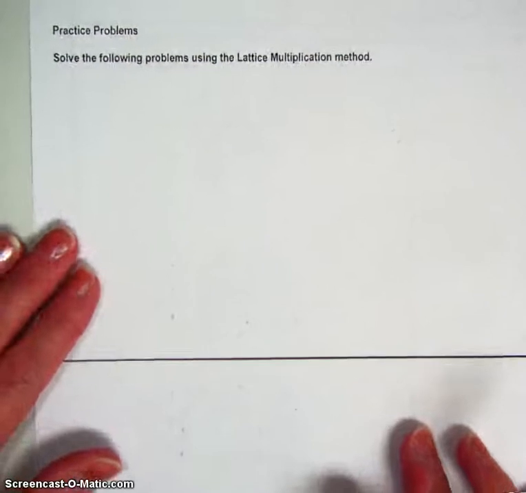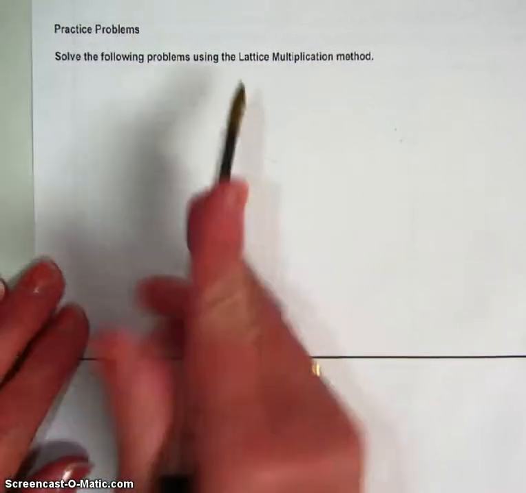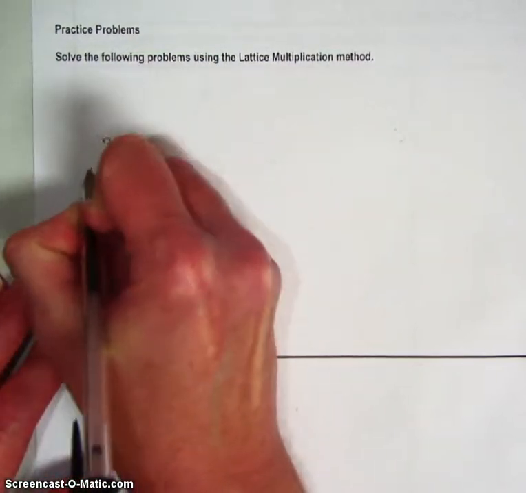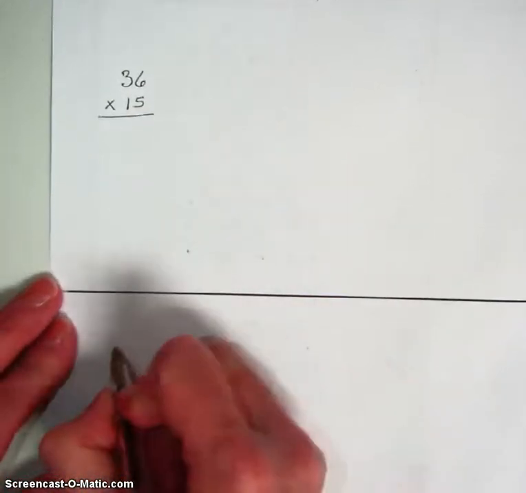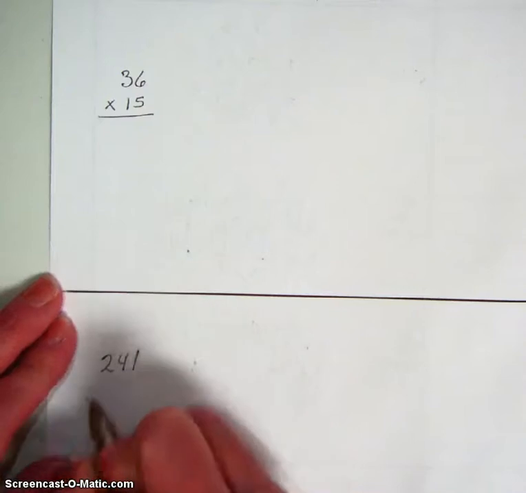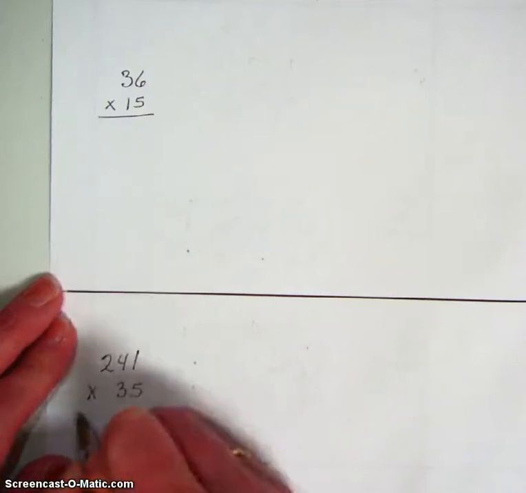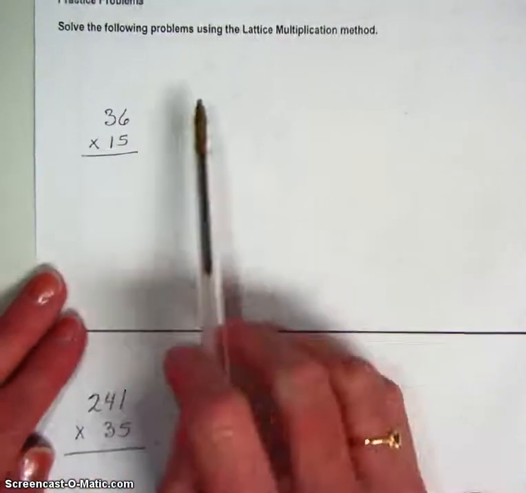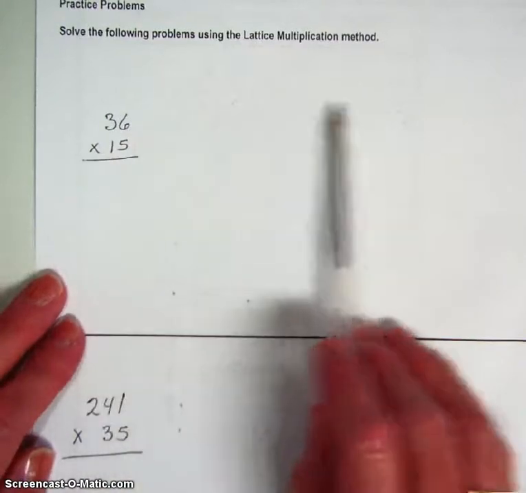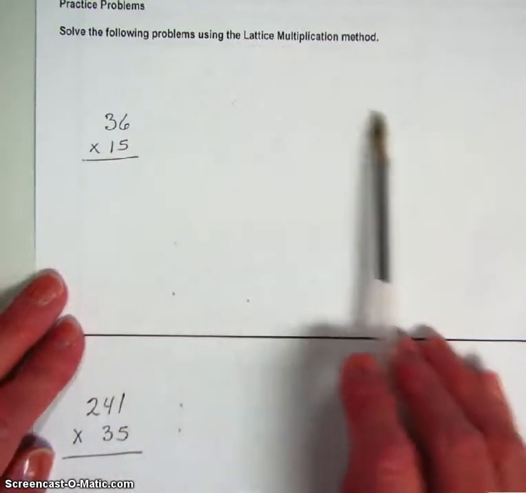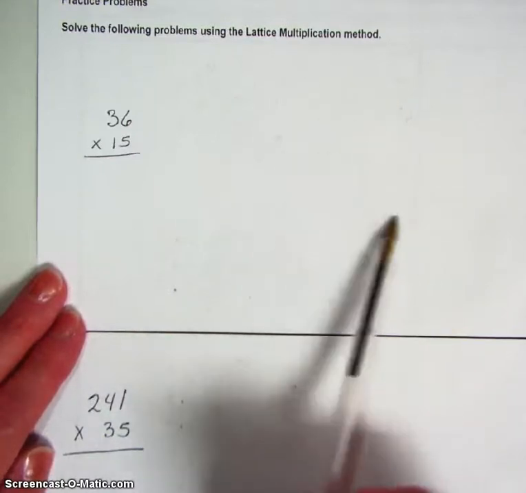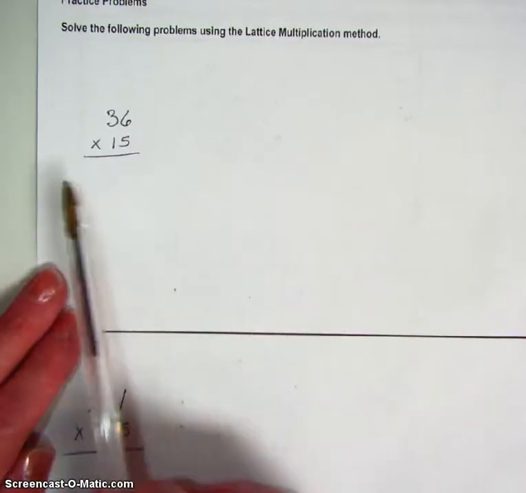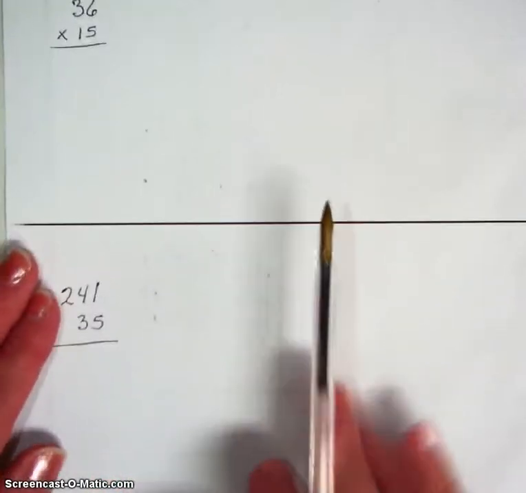On the back of your paper, you have a spot to do two different problems. Your top problem is going to be 36 times 15. Your bottom problem is 241 times 35. Make sure that when you're doing the lattice multiplication on this, you think about how many columns and rows you have to draw in your lattice grid, and that you do your diagonal lines, multiply correctly, and add all the way down like you're supposed to. And then go ahead and write your final answer over here. Do the same thing on the bottom.